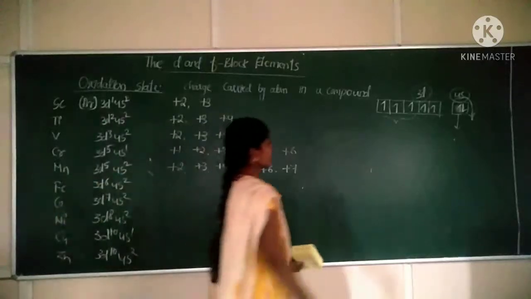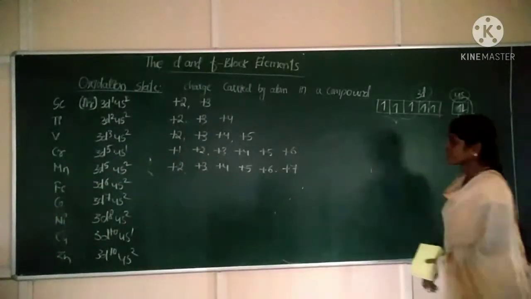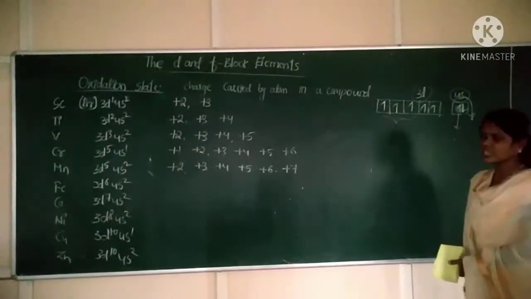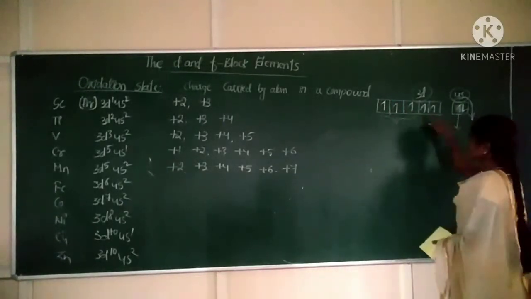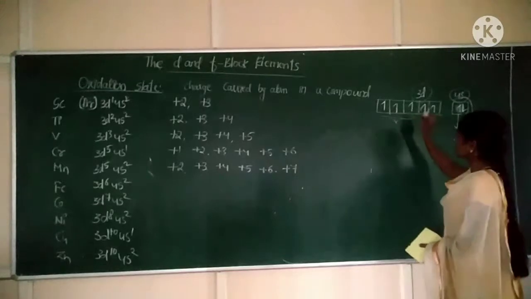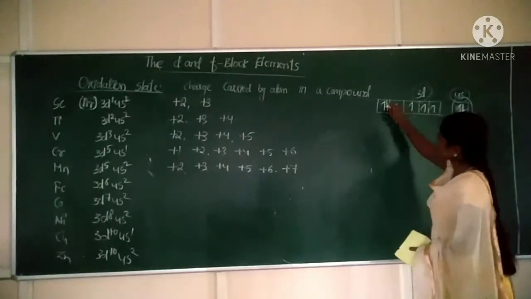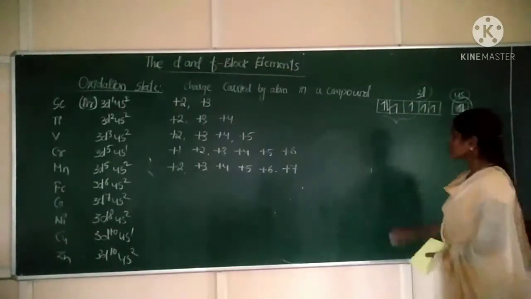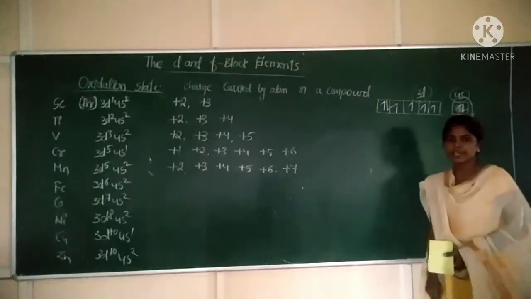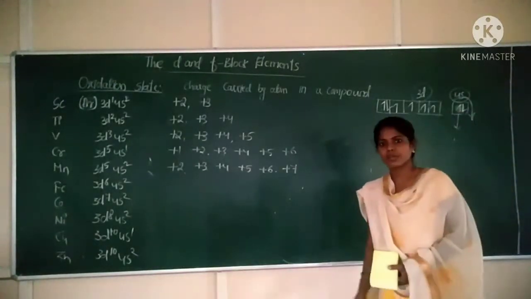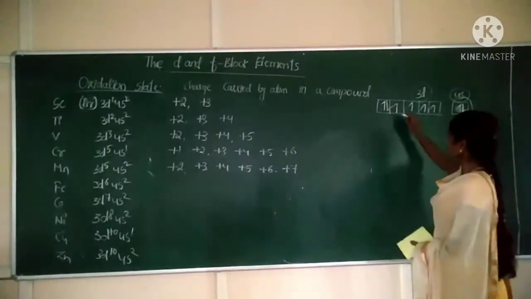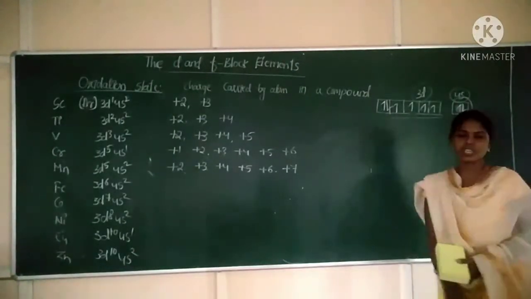That means pairing up will start after manganese. So there are 3d6 electrons in the iron atom. 3d6 means 5 electrons, each written in its own orbital. Now the 6th electron will pair up with the first electron. When electrons are paired, it is not easy to lose them. Because of that, only the unpaired electrons will be lost.